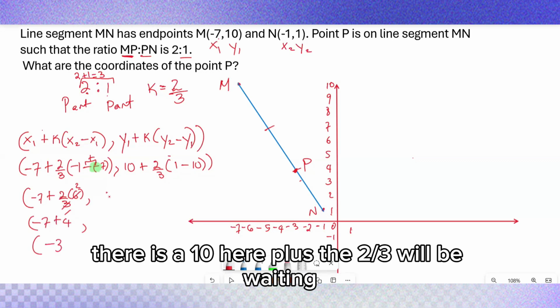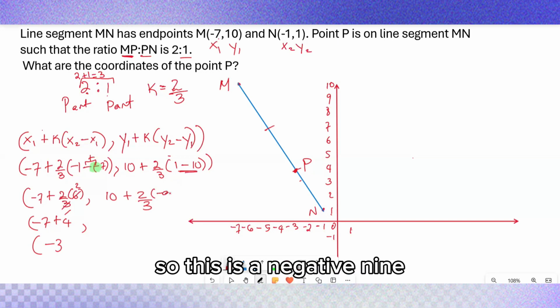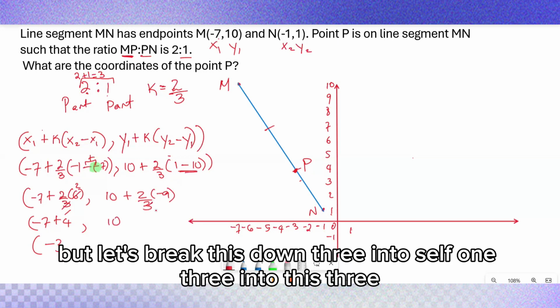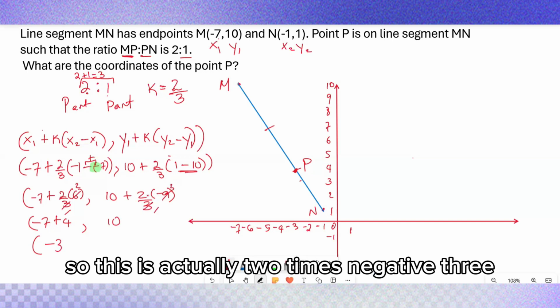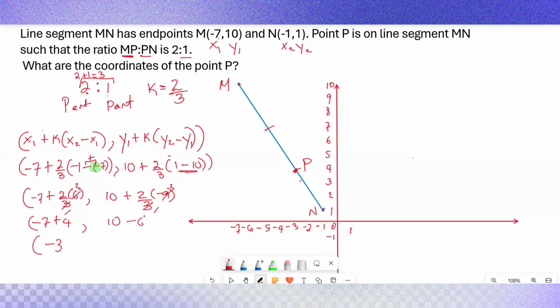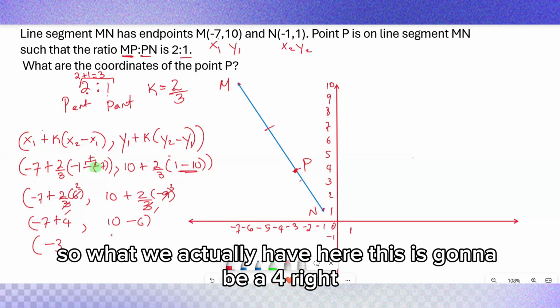On the other part, there is a 10 here, plus the 2/3 will be waiting. Now this is going to give me a -9. This part is -9. So we still have our 10, but let's break this down. 3 into itself 1, 3 into this 3. So this is actually 2 times -3. That's going to give me a -6 right here. So we're almost closing down right there, right? So what we actually have here, this is going to be a 4.